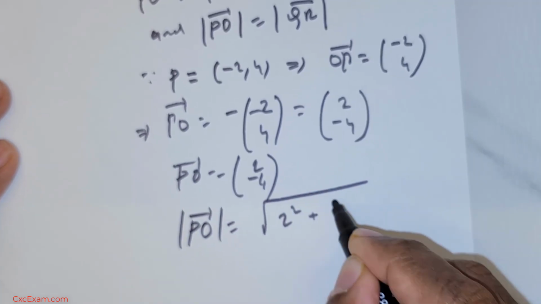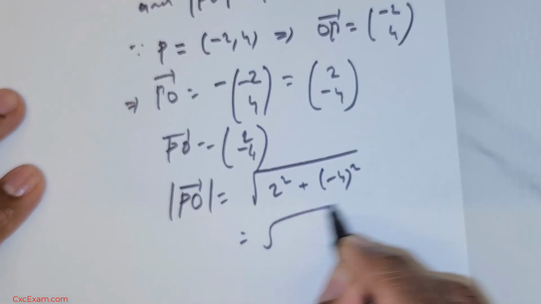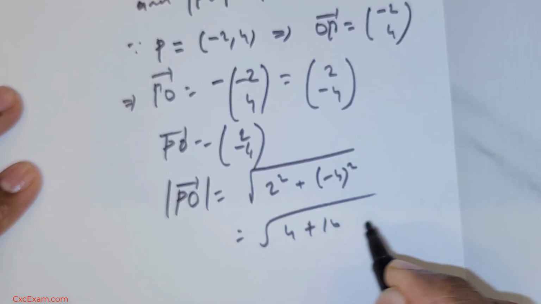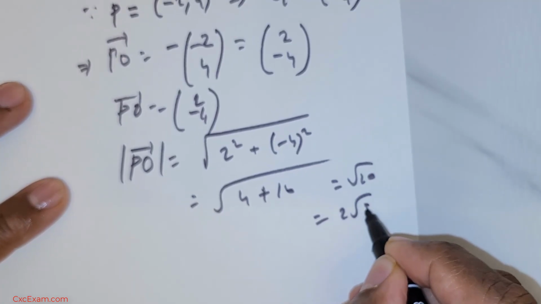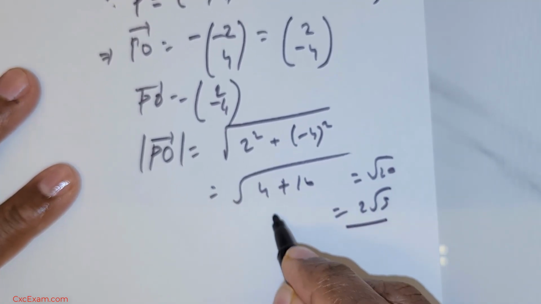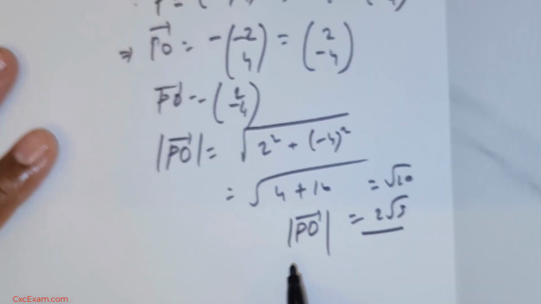and find the modulus of PO, which is nothing but the root of 2 squared plus (-4) squared, which is nothing but 4 plus 16, which is nothing but root of 20, which is nothing but 2 root 5. Okay, so this is the modulus of the PO vector.